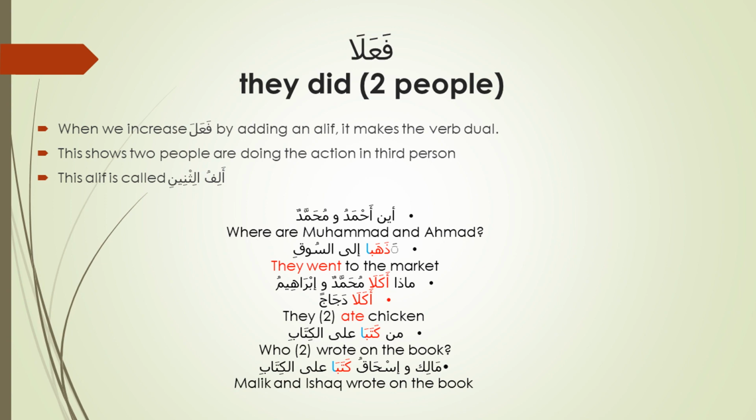But here, is it big on your screen? Okay. So here, we'll say ذهبا إلى السوق. We don't say ذهب anymore. We have to say ذهبا with an increase of an alif, making it clear. ذهب, ذهبا. Can you hear the difference? So now when I hear ذهبا, I know two people are doing an action in third person.